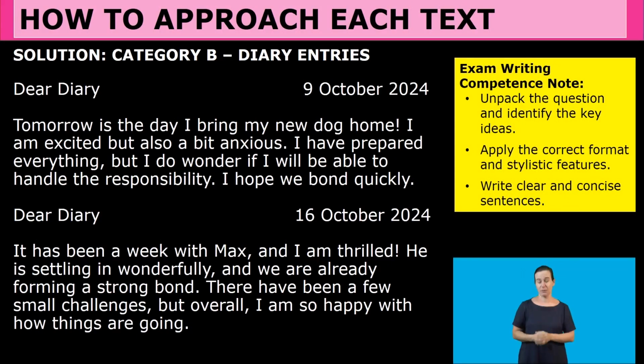As you can see, Dear Diary, the format. In the same line on the right-hand side of the page is the date, 9 October 2024. And for the second entry, the same. Tomorrow is the day I bring my new dog home. I am excited, and a bit anxious. Diary entries should always include emotions. I have prepared everything, but I also wonder if I will be able to handle the responsibility. I hope we will bond quickly. Simple and to the point.